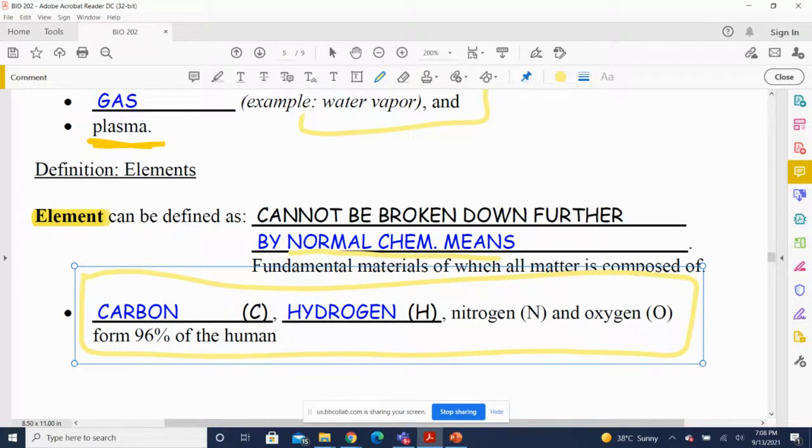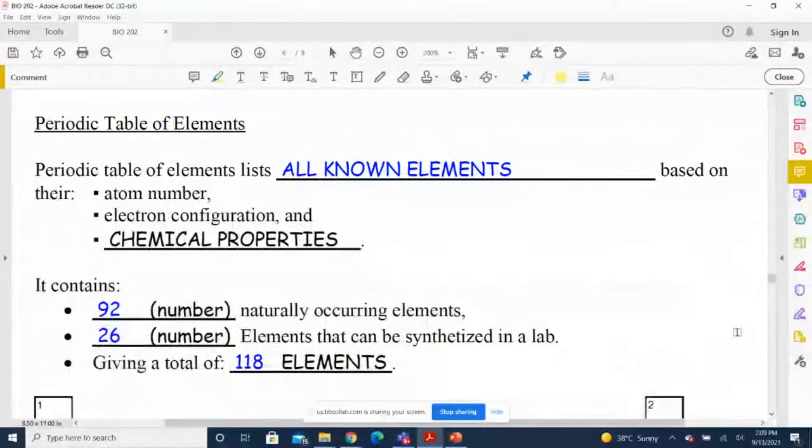And that brings us to talk about the periodic table of elements. You remember the periodic table of elements gave us a list of all known elements that we know of. In addition, the periodic table gave us a little bit more information than just the name of that element. It gave the atomic number, electron configuration, and also the chemical properties of that element can be read from this table. So it's going to be a really, really useful tool for us.